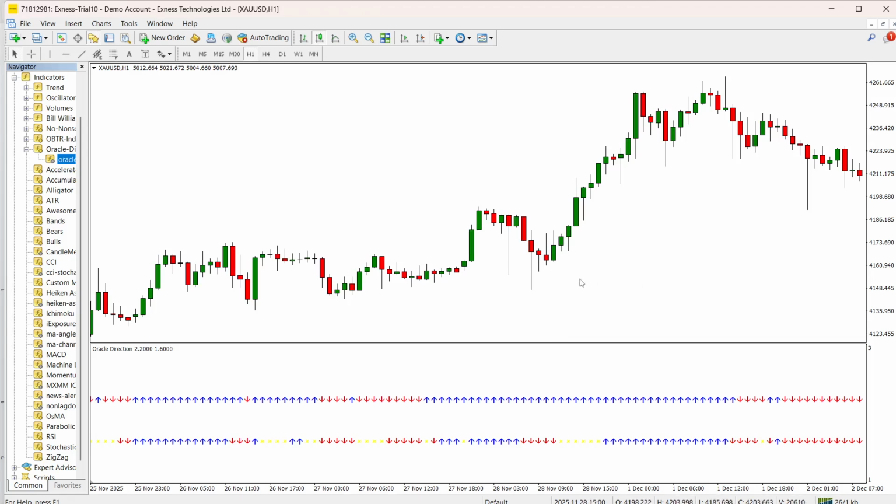As you can see on the chart, the Oracle Directional Indicator plots a directional signal, either a visual line, arrow series, or color-coded bar overlay in a separate sub-window right below the MT4 price chart to indicate the current directional bias.